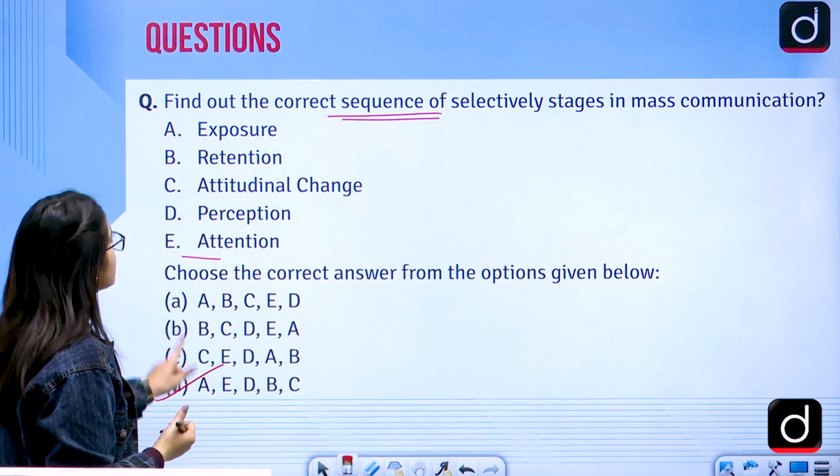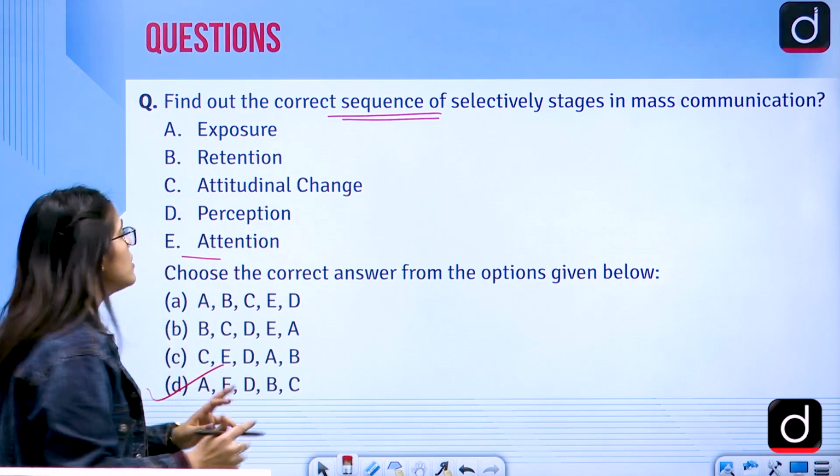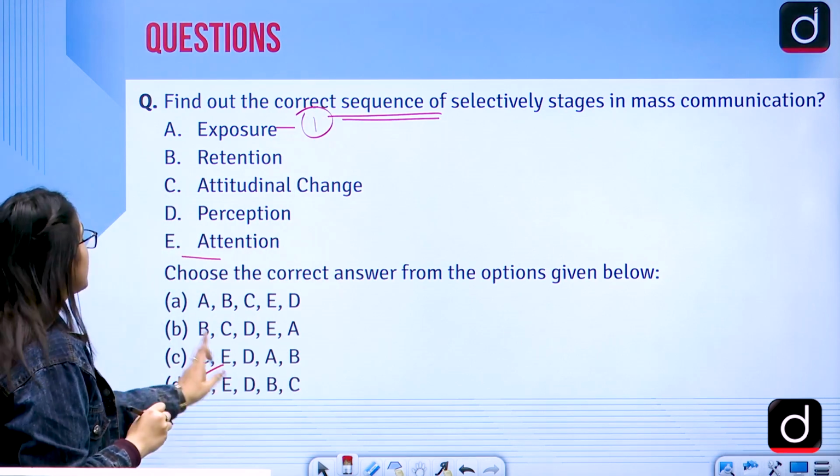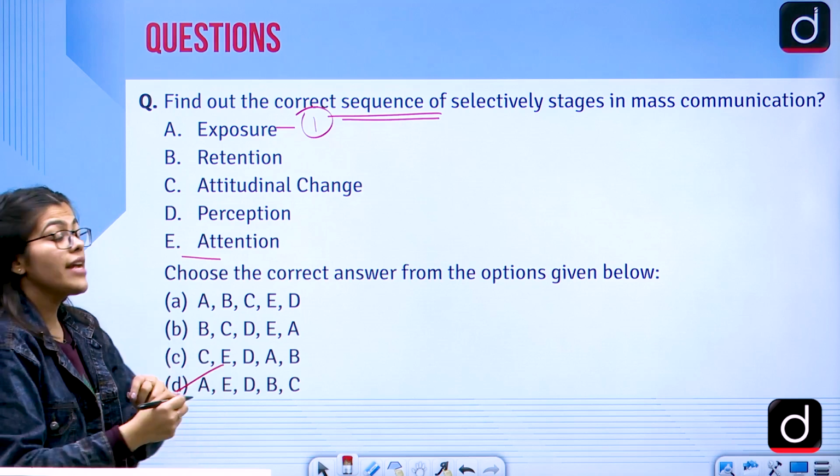Now the first is A, that means exposure. Let us see here. First is exposure, then E. E is your attention.